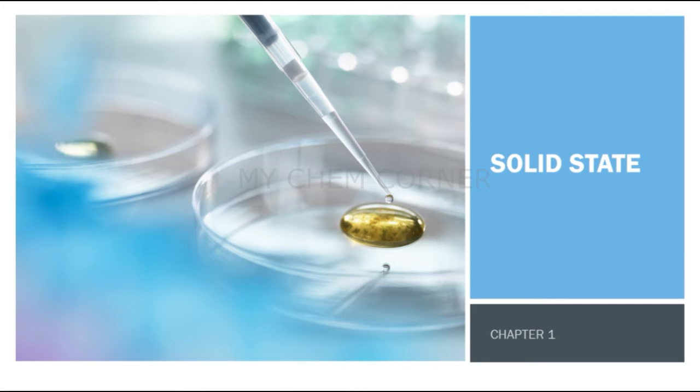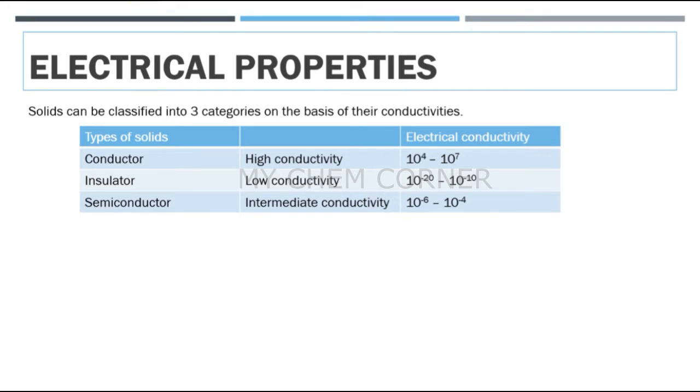So in this video, we're going to talk about electrical properties in solid state. So let's see what the topics are. We're going to talk about the electrical properties, which are basically conductor, insulator, and semiconductor. So we all know that a conductor is something that conducts electricity and an insulator is something which has a low conductivity, which means it doesn't conduct electricity at all.